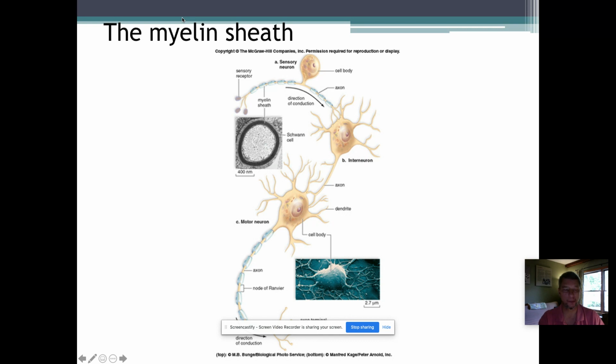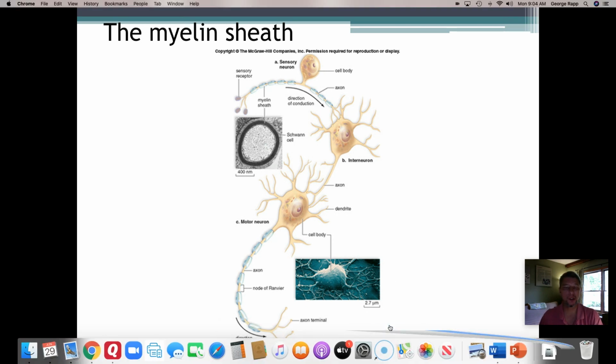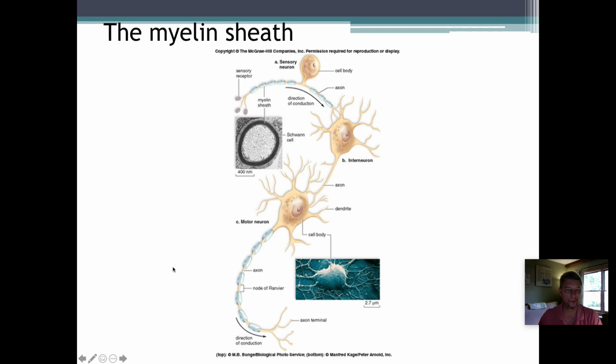This is the beginning of chapter 2 in your textbook. Now, today in this video, we're going to talk a little bit about what's called the myelin sheath. And you'll hopefully remember that I mentioned this earlier in the first video. But the myelin sheath is shown by these little white bumps here, okay, and here as well.